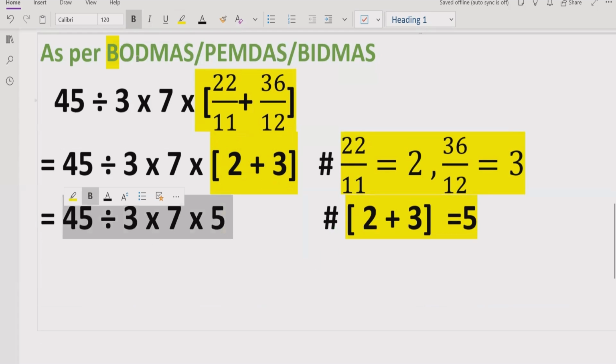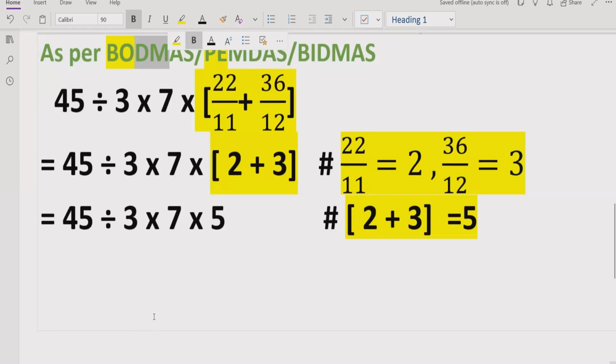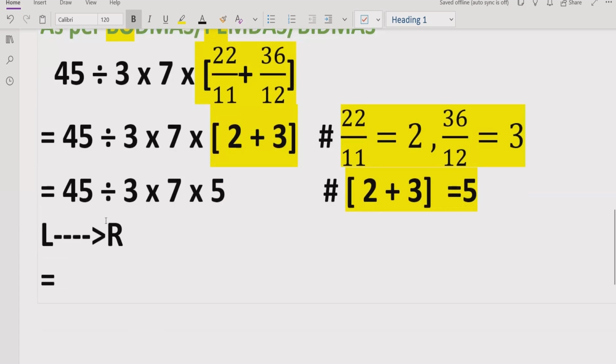Now we have to see the order, or you can say the exponents. We do not have any exponent terms in our expression. So now we will move forward to division and multiplication. According to the rule, if you have the division first, you have to solve that part first. And if you have the multiplication first, you have to solve that part first. So now we have to go left to right again. Here we have 45 divided by 3. We can write it this way: 3 ones are 3 and 3 fives are 15. So the answer is 15.